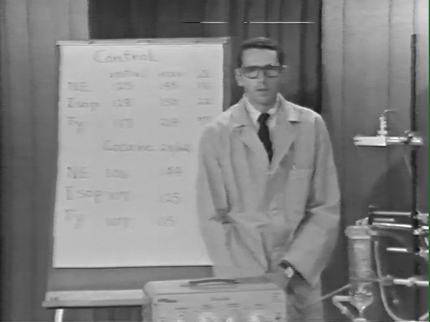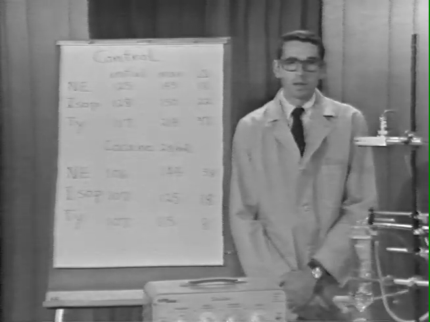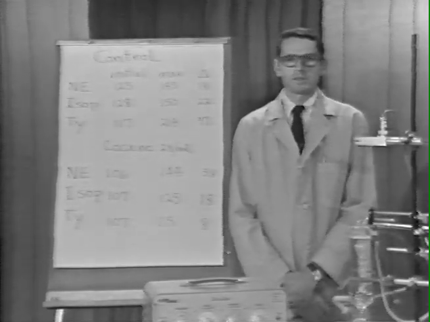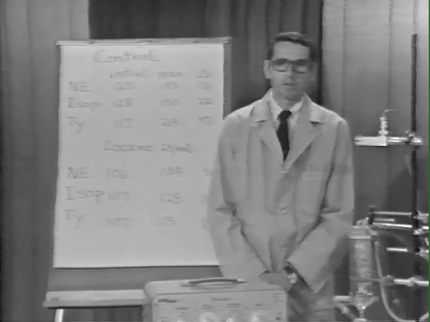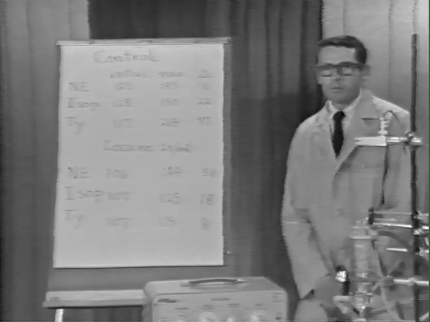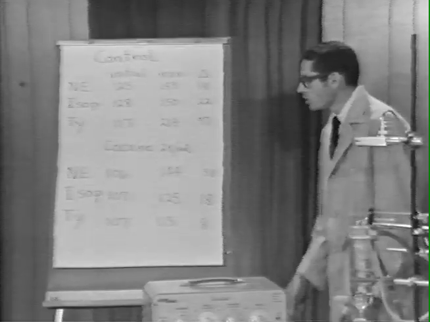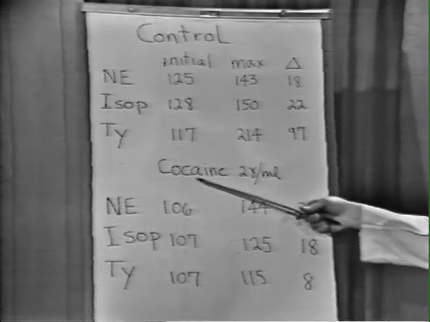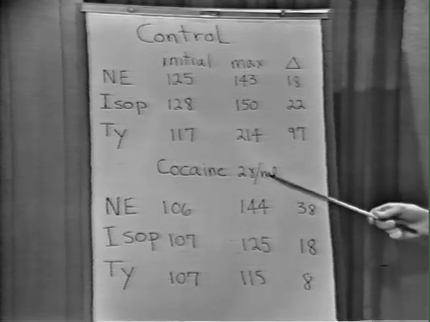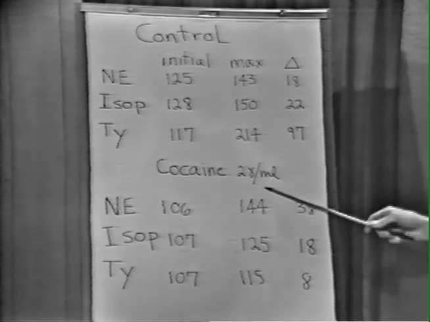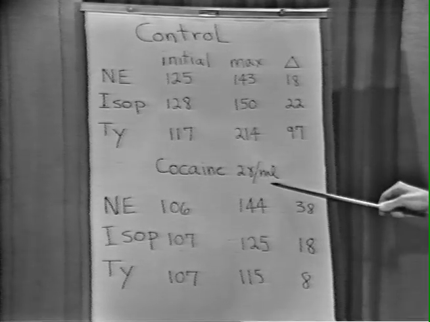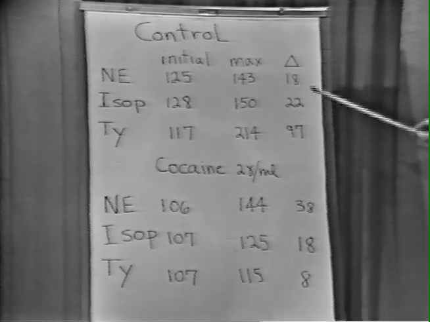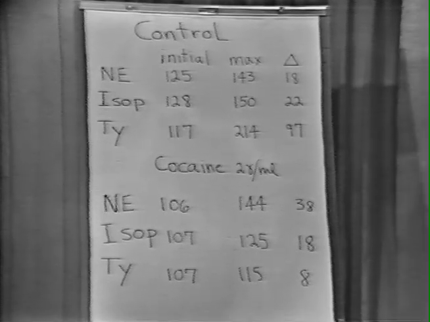We have now obtained the full response to tyramine, and then we proceeded and obtained the responses to both norepinephrine and to isoproterenol again. We have the results of these responses again on the chart, and we can compare the results obtained after cocaine at 2 micrograms per milliliter, not 1 microgram per ml as I stated previously. We can compare these responses with the responses obtained before adding cocaine.